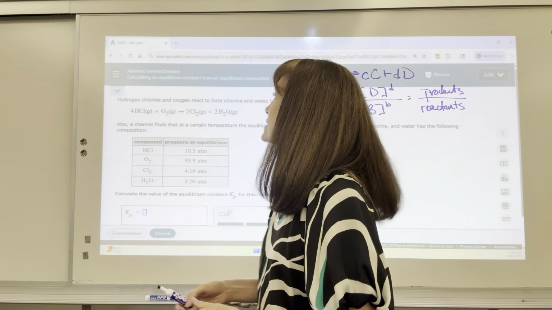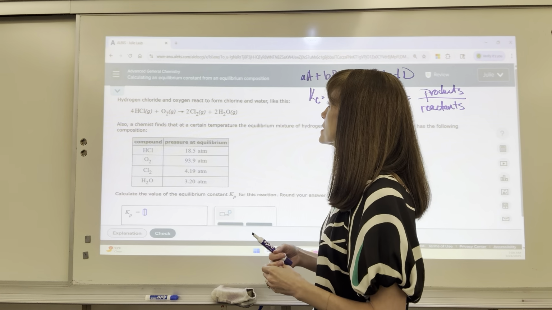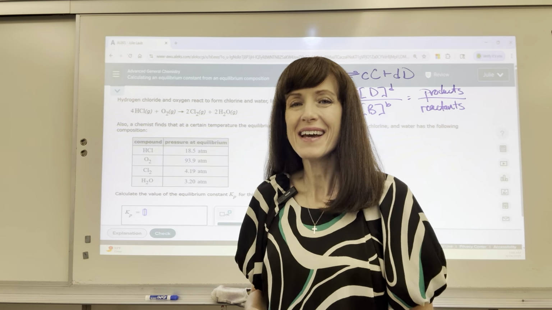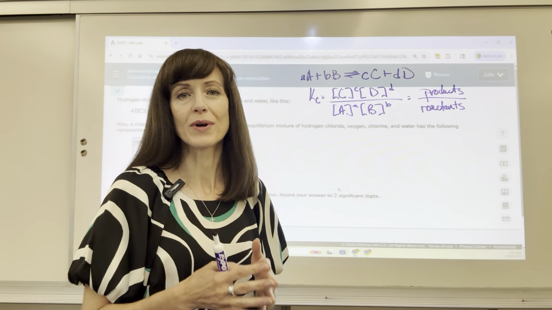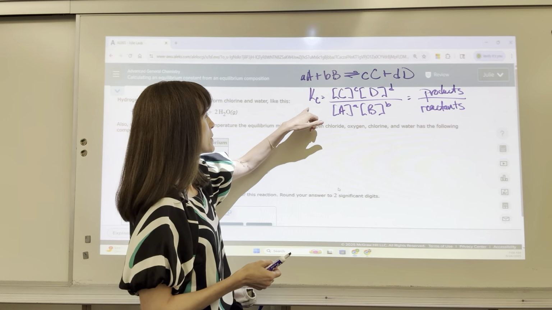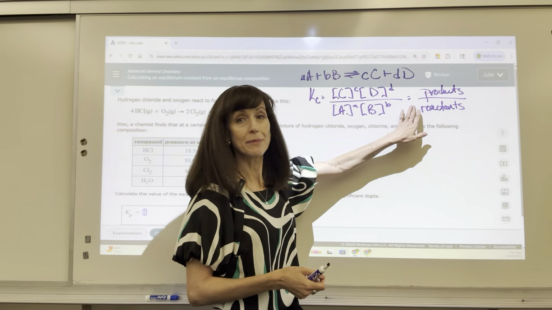Today we're going to do the ALEKS topic, calculating an equilibrium constant from an equilibrium composition. Let's look at our formula for equilibrium constant. The equilibrium constant is always going to be products divided by reactants.